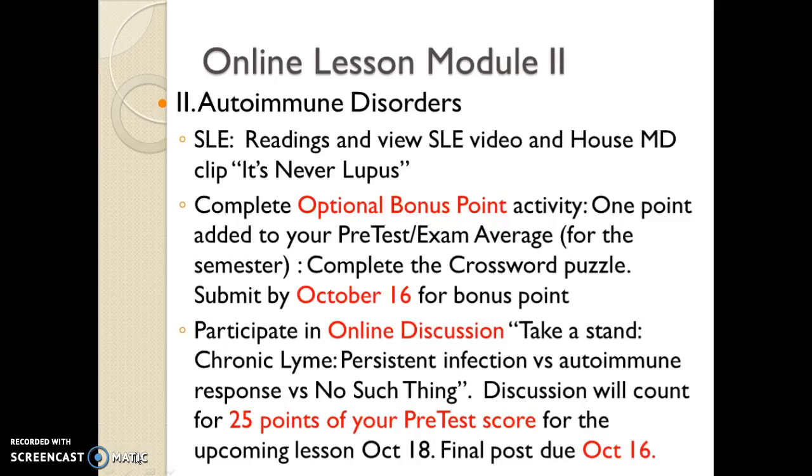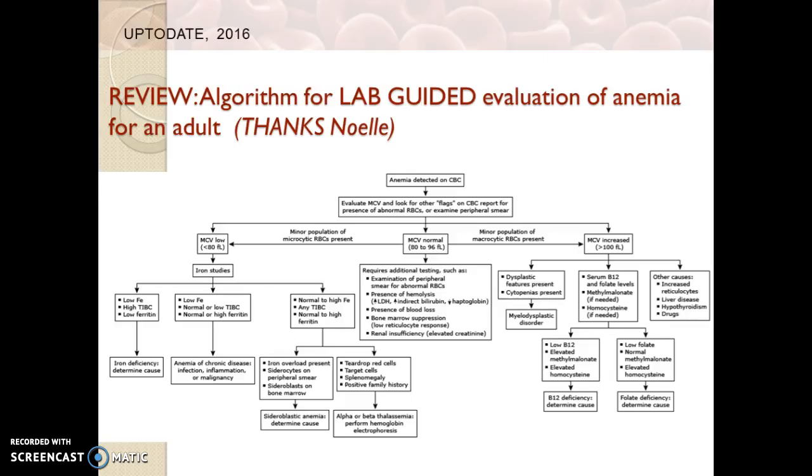You are then asked to participate in an online discussion to take a stand about chronic Lyme and whether or not it is a persistent infection, an autoimmune response, or no such thing. In other words, there are people out there who don't think that it exists at all. This will count for 25 points of your pretest score for the upcoming October 18th lesson, and your final post in the discussion board is due October 16th.